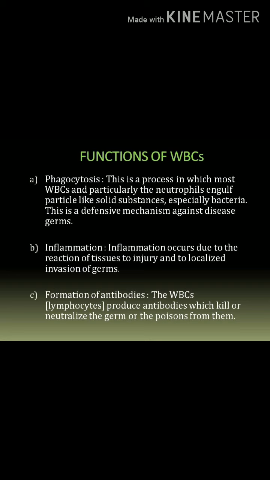Pus is mainly composed of the dead white blood cells together with the tissue cells destroyed by the bacteria. I think you have observed pus. If there is any injury, after a few days you can see a light yellowish fluid come out, that we call pus. What is that pus? Pus is composed of the dead white blood cells, along with the tissue cells which are destroyed by the bacteria. Those tissue cells and white blood cells come out from our body in the form of pus in the injured region.